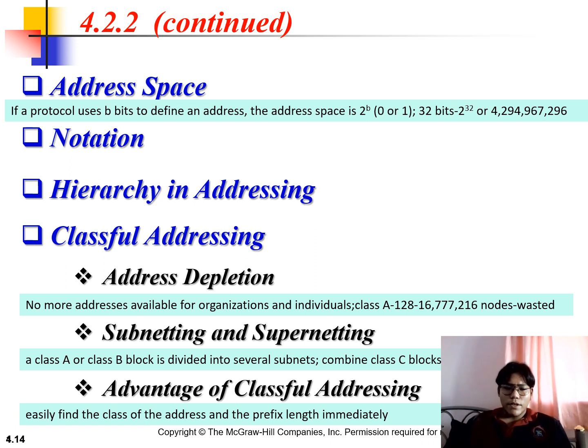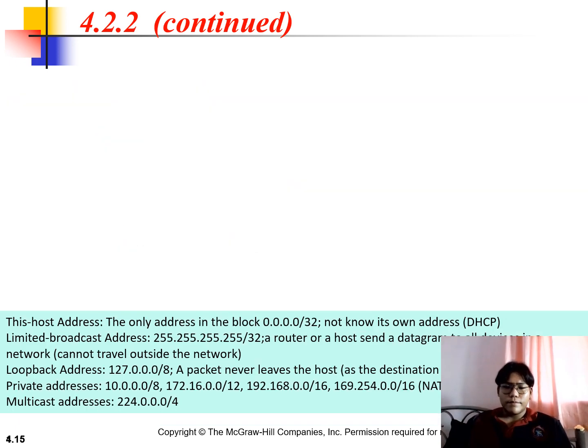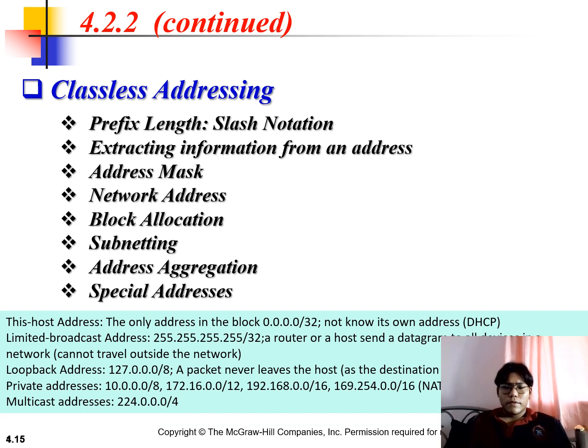Advantage of classful addressing: we can easily find the class of the address and the prefix length immediately. So it has the prefix length slash notation. Extracting information from an address: address mask, network address, block allocation. Subnetting. Address aggregation. The special addresses.